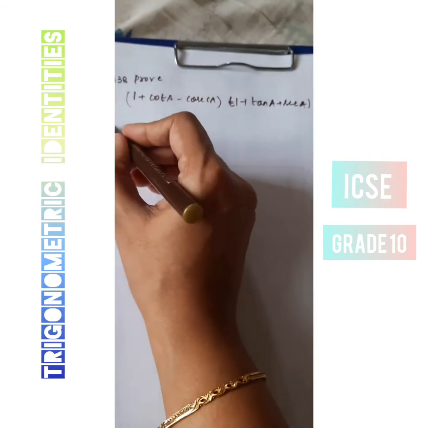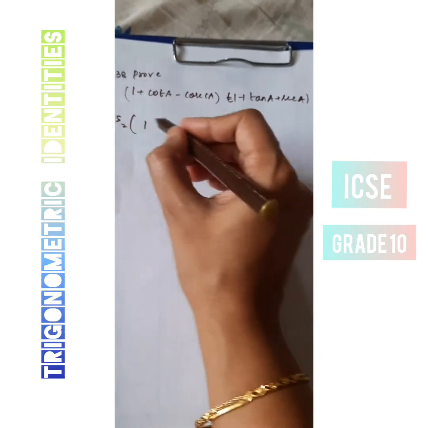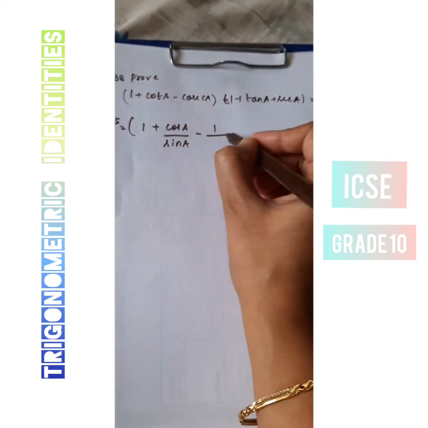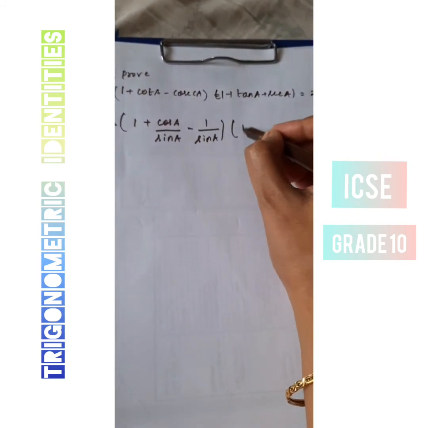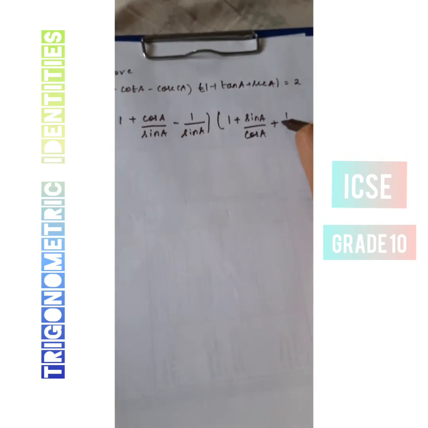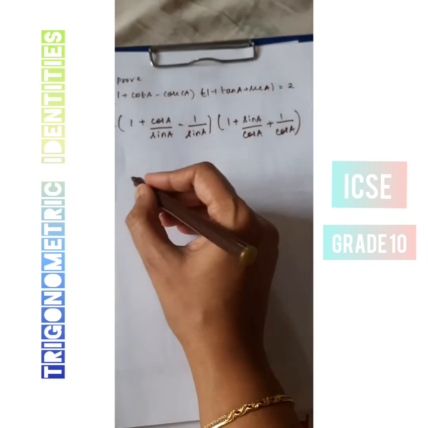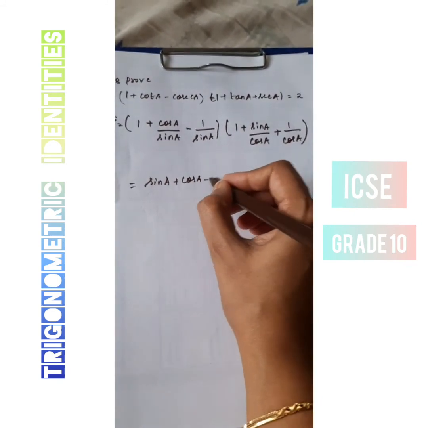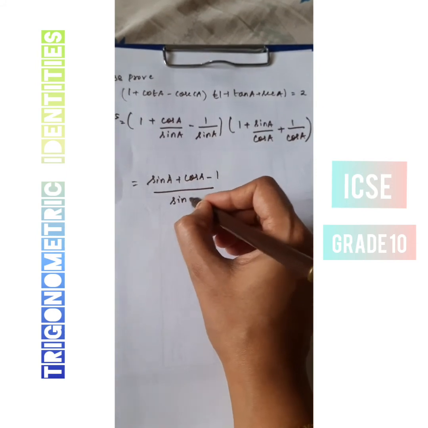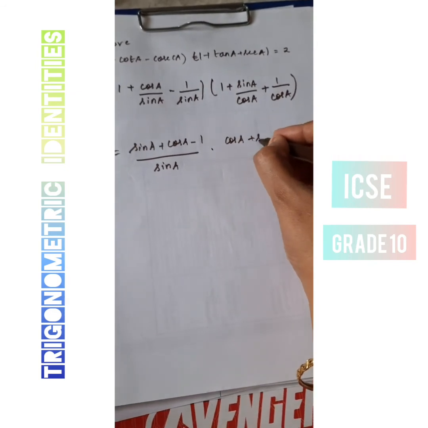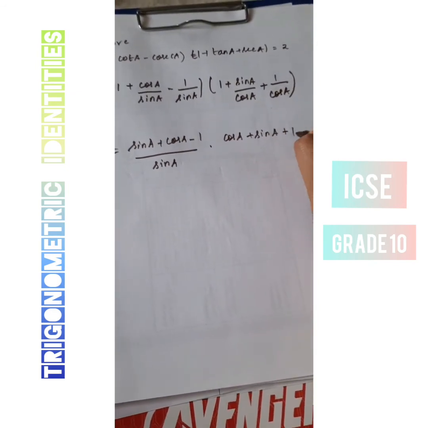Next question 38. RHS is 2. So we have to take the LHS first. That's 1 plus cot is cos by sine and cosecant is 1 by sine into 1 plus sine by cos, that's tan, secant is 1 by cos A. So now we have to take the LCM, so sin A plus cos A minus 1 by sin A into cos A plus sin A plus 1 by cos A.